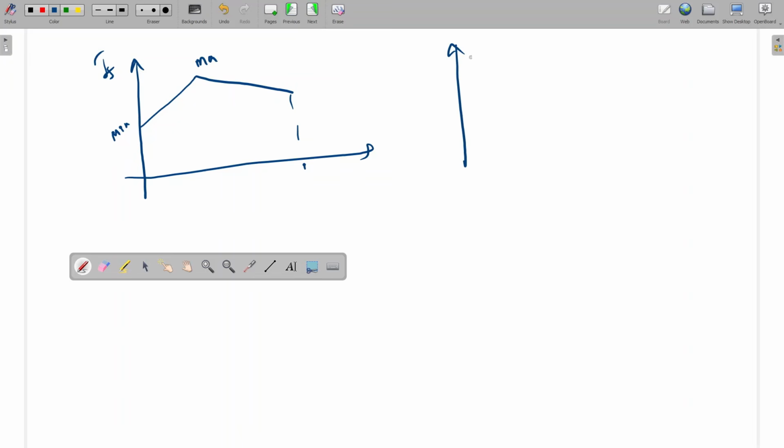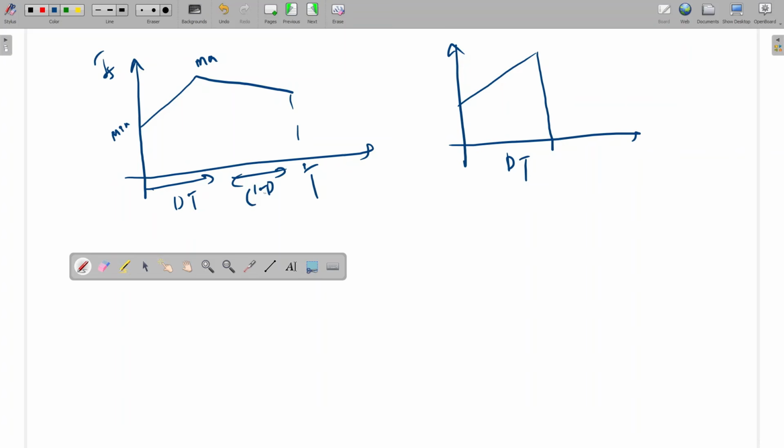What is the switch current? Switch current will only be in the first half. This is switch current, DT. This is T. This is DT. This is 1 minus DT. Okay, and this is switch current.